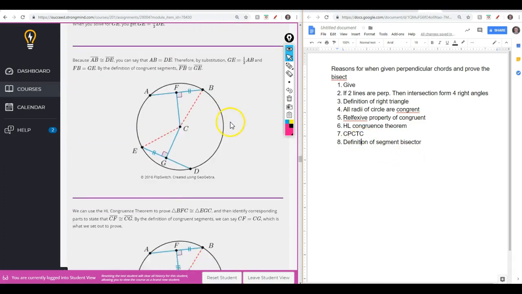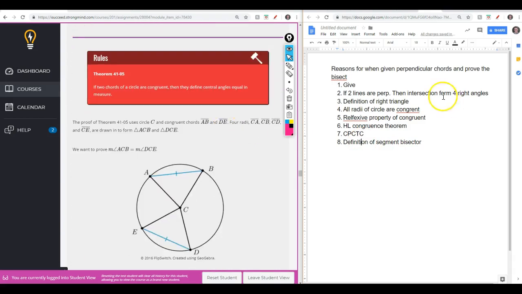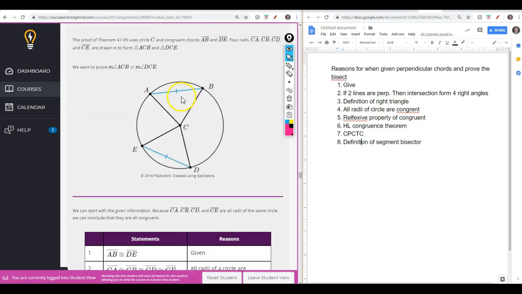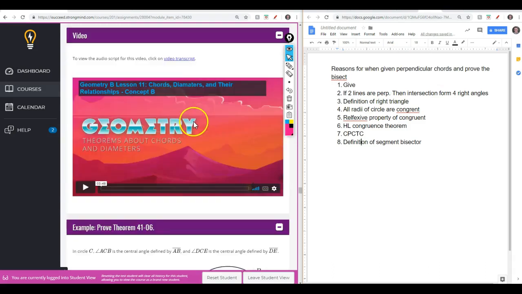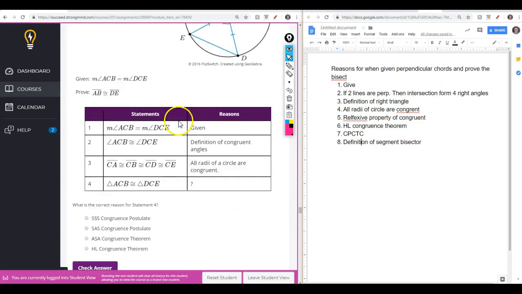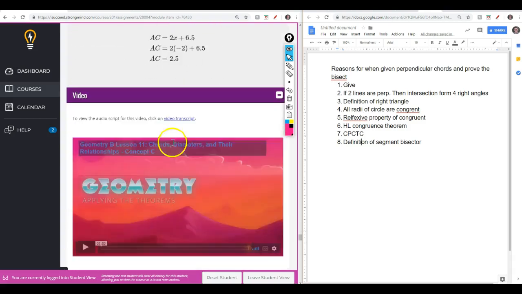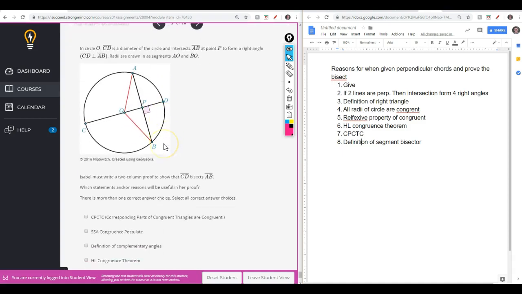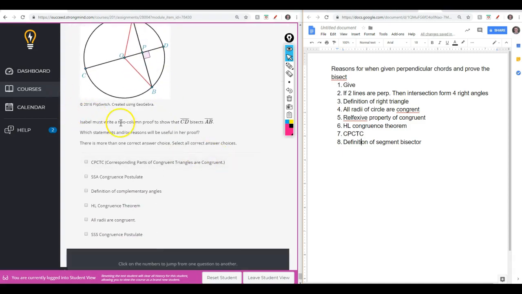And so now I'm going to go back. If you didn't want to copy these reasons, you could duplicate this window and just leave that up as we were going through this. So jumping back to question 3, Isabel must write a 2-column proof. What statements and/or reasons will be useful in her proof?